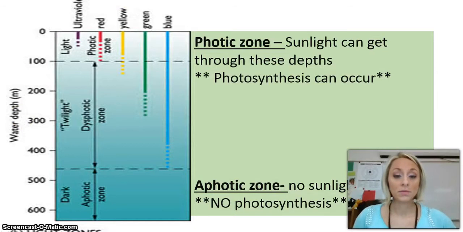There's two vocabulary words here. There's photic zone and there's aphotic zone. Photic zone is where sunlight can get through. So if we take a look here, as you go down to about 300 meters, that's where you start to get light cut off. So anywhere from 0 to 300 would be the photic zone. This is also where photosynthesis can occur. Anything below 300 meters would be the aphotic zone, where no light can get through, therefore no photosynthesis can occur.